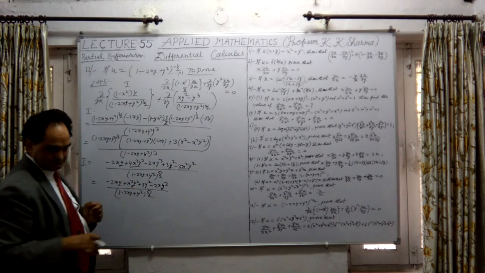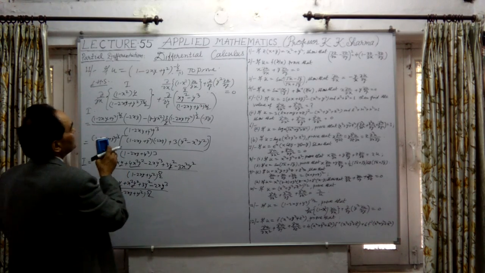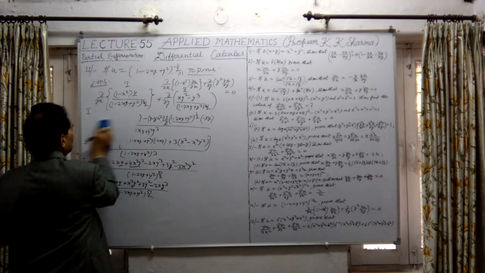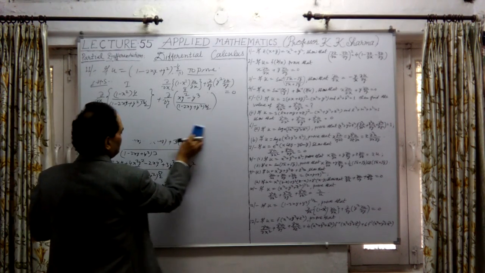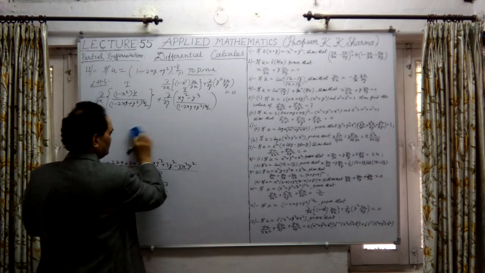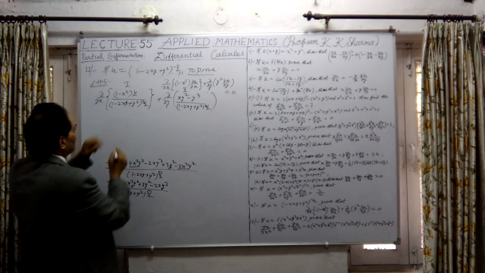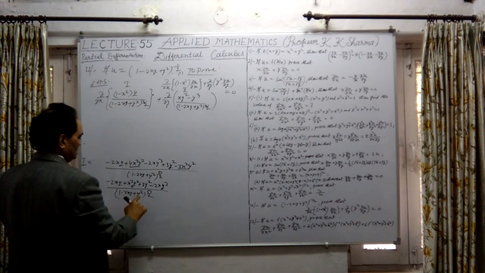Now let me write it here in place of this. So this whole I have done. Let me write it here in place of this, and the second part I have to do. So in part 1, in place of this whole, is this value.